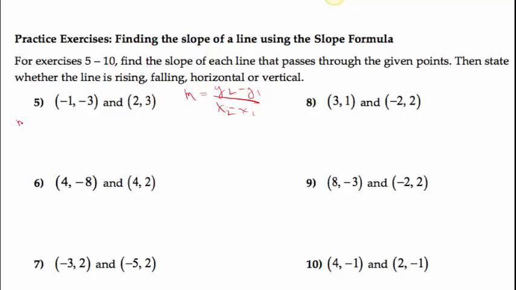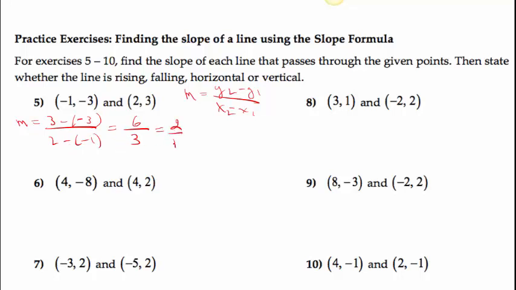So in the case of this one, y2 is 3, y1 is negative 3, x2 is 2, x1 is negative 1. But then a lot of times you're going to get this minus a negative business going on, right? So 3 minus negative 3 is really 3 plus 3, so that's 6. And 2 minus negative 1 is really 2 plus 1, so that's 3. So this would be 2.